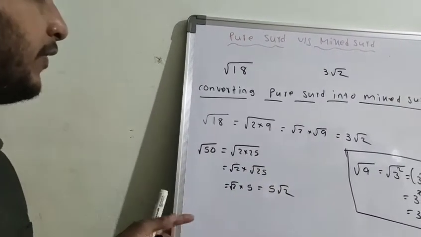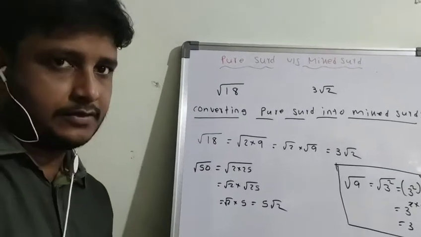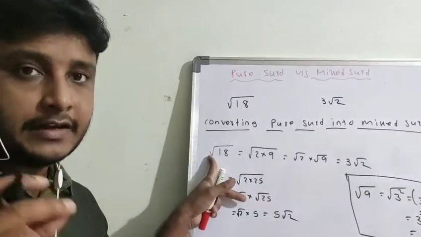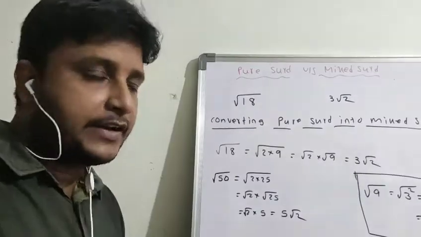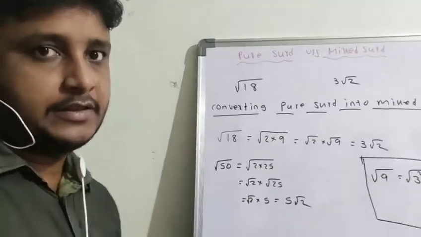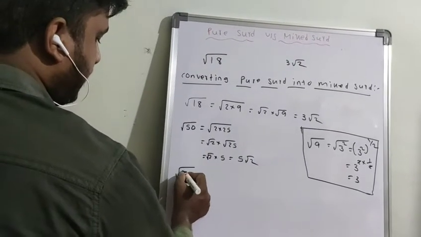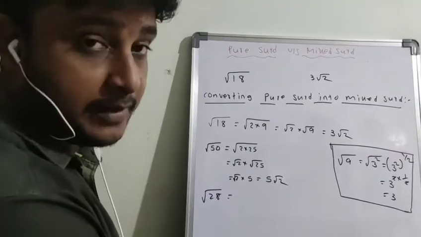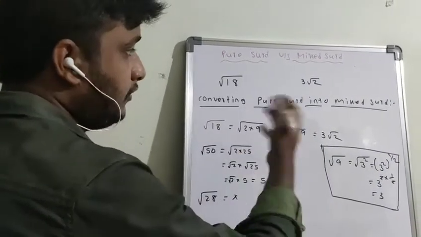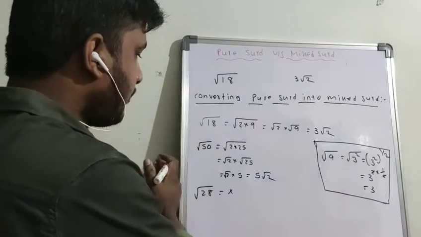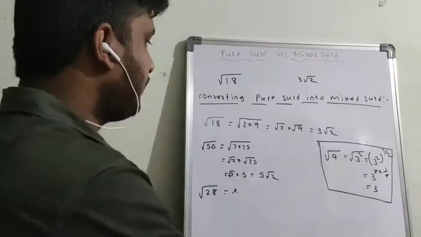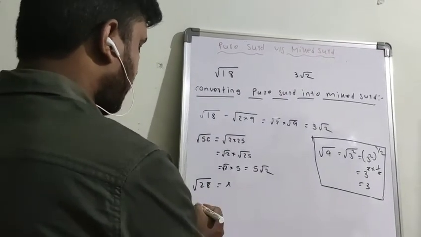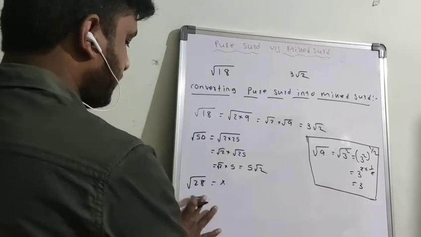But it is not possible for each and every pure surd. The pure surds which we can write as the product of a perfect square, if the order is 2, or the product of a perfect cube if the order is 3, can be converted. Say for example, if you take root 28, we cannot write 28 with any perfect square factor, so we cannot convert this into a mixed surd. Only this type of possibilities, root 18, root 50, we can convert from pure surd into mixed surd.